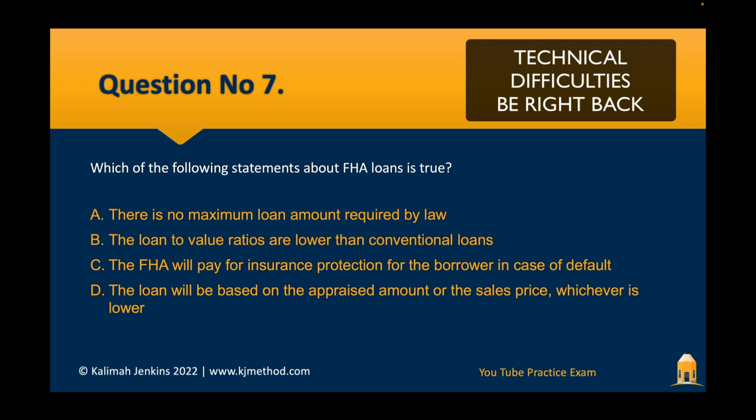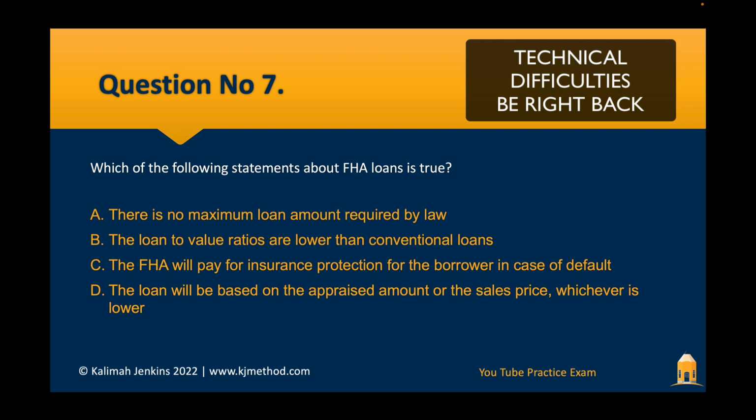B, the loan-to-value ratios are lower than conventional loans. No, they're higher. The bank on an FHA loan is going to give you what? Maximum amount of 96.5%. The borrower is only going to have to come up with 3.5%. The bank is really not preferring that type of loan, right? That's why we have it as an FHA insured loan. Normally, the bank would like you to come up with more, and so it would be a lower loan-to-value ratio. So FHA has a pretty high loan-to-value ratio.